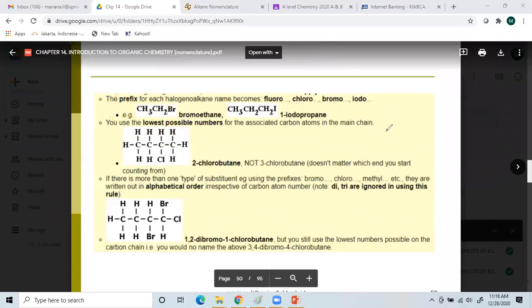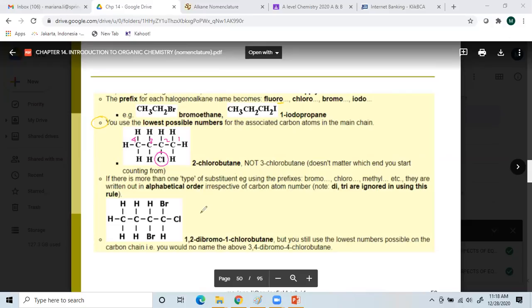Okay, first, the prefix for each halogen becomes fluoro, chloro, bromo, iodo. So you should state the halogens with the O suffix, yeah. So this will be 1-iodopropane, yeah. Okay, you use the lowest possible numbers for the carbon atoms in the main chain. This is 2-chlorobutane, not 3-chlorobutane. Okay, this is 2-chloro, once again, because the Cl should get the lowest number of carbon. So you should start to give numbers from this.